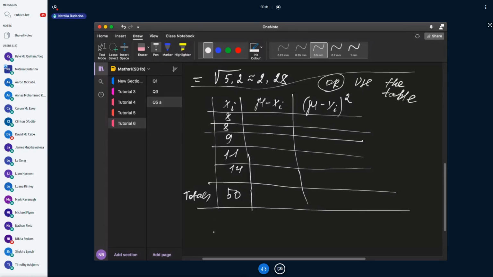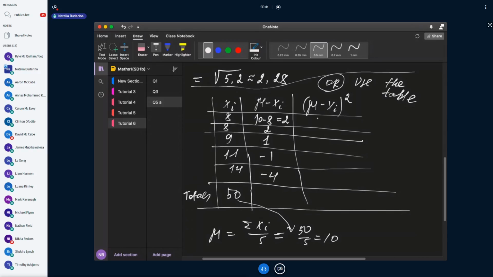And to find mu, yes, it's the sum of xi divided by 5. So the sum of xi is here, 50. 50 over 5 is 10. So you can easily find this mu. Now 10 minus 8. 10 minus 8 is 2. And so on. It's 2. Mu minus xi, it's 1, or minus 1. 10 minus 11 is minus 1. 10 minus 14 is minus 4.